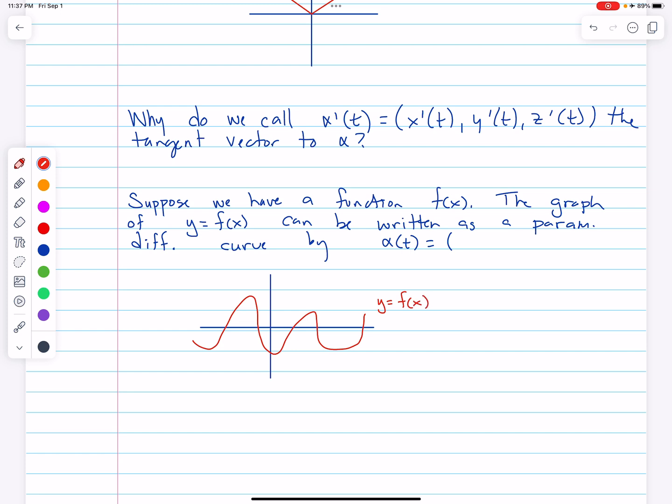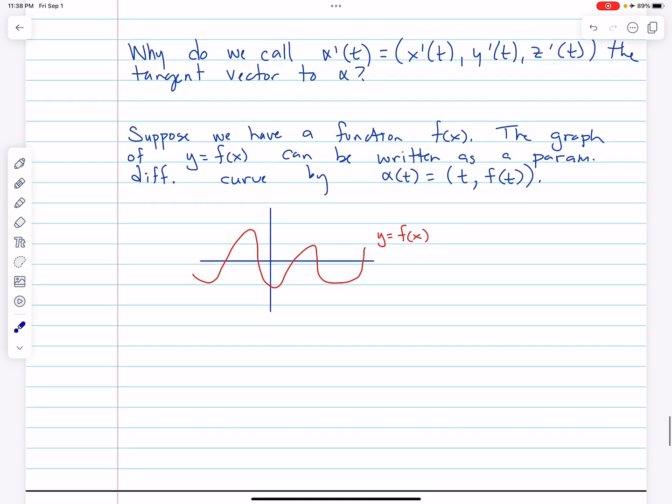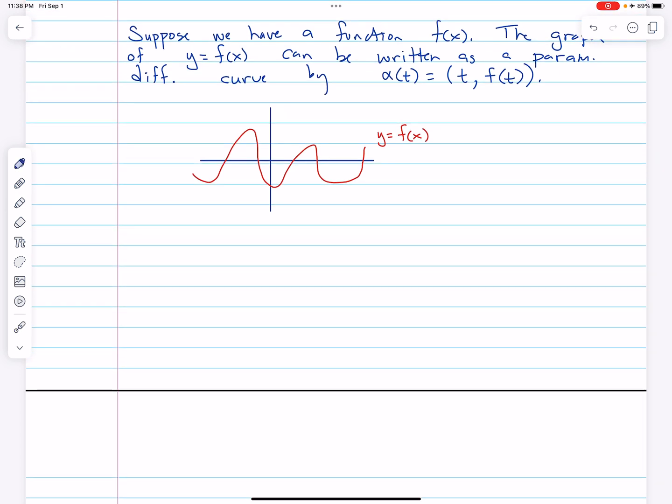It looks like it's a one-dimensional thing. And so hopefully we can parameterize it as a parametrized differentiable curve. And it turns out we can. All we're going to do is let x be the parameter t. And then if x is equal to t, then y, which is supposed to be equal to f of x, should just be equal to f of t. So this parametrized differentiable curve is going to give us exactly this graph. Okay? So now let's pick a point.